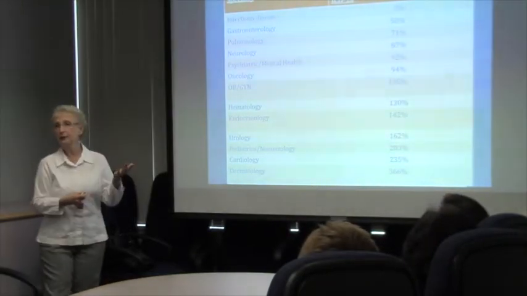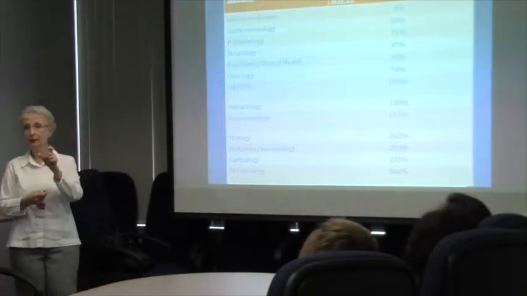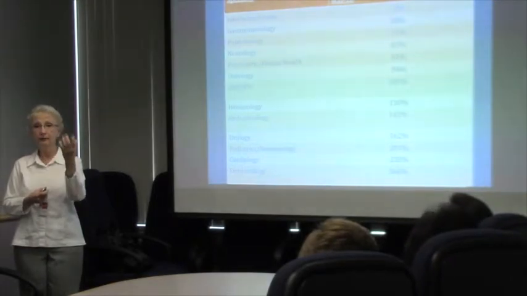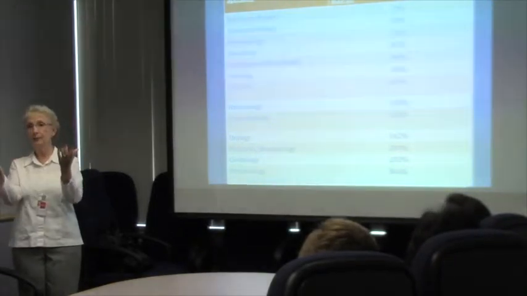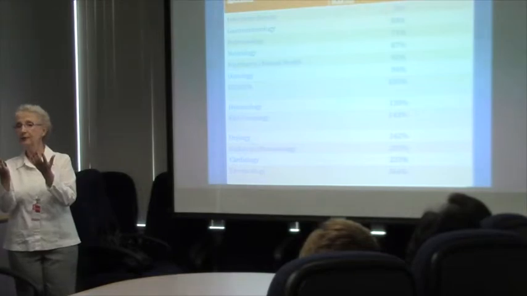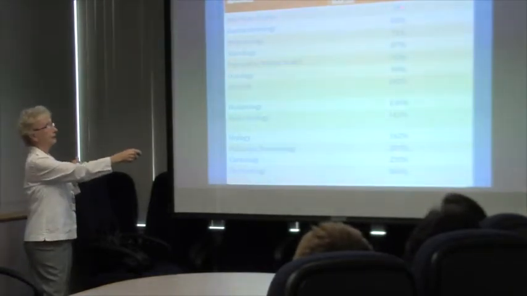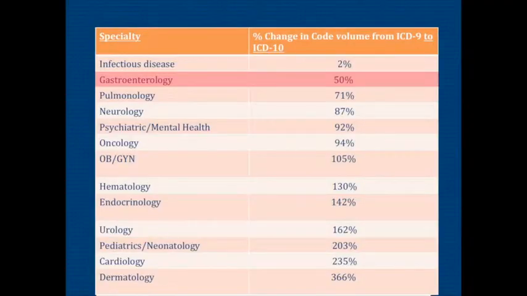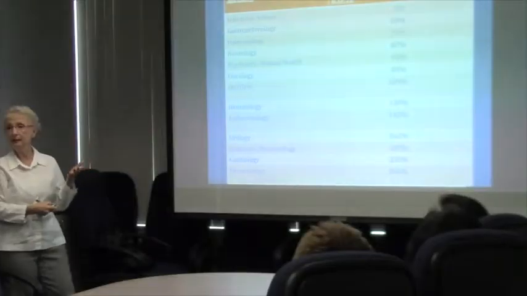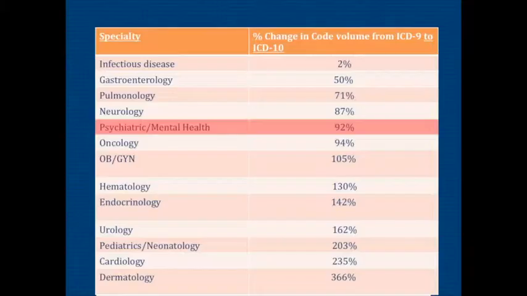So if they have a strep pneumonia, they may already have a code that's strep pneumonia, and if they don't, they have pneumonia due to Streptococcus B. So they're already being more specific. So they won't see a huge change. Gastroenterology, only about 50% increase in their codes.